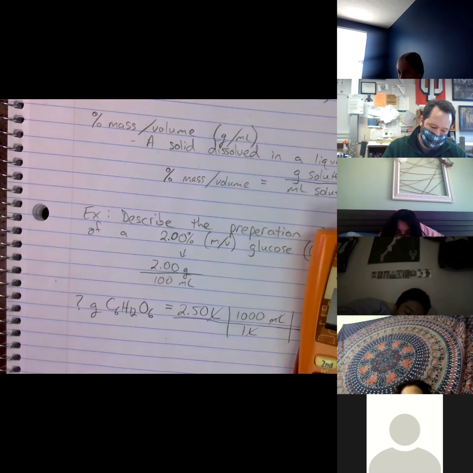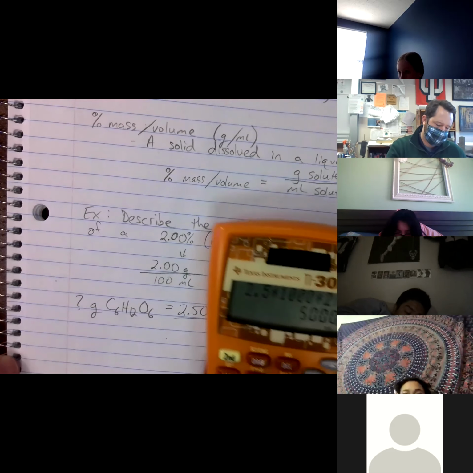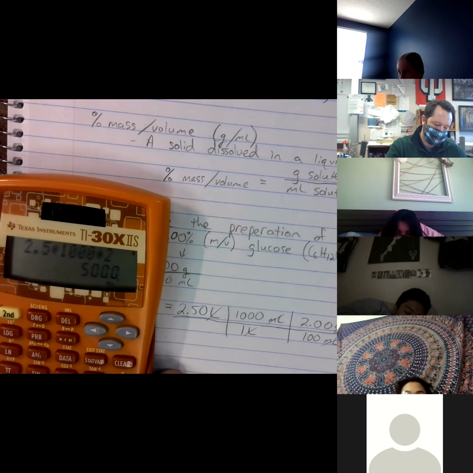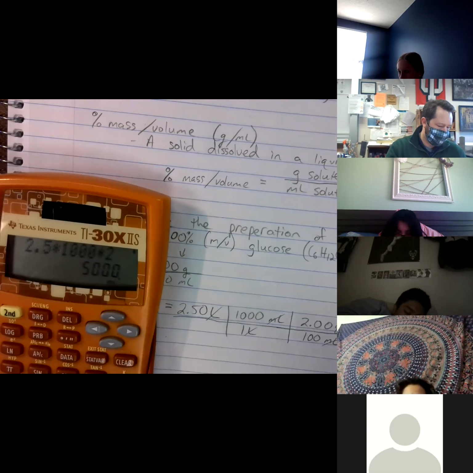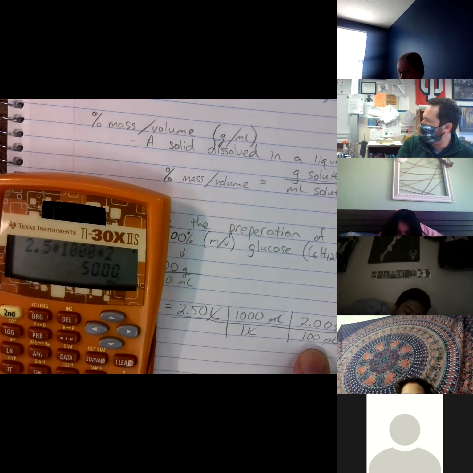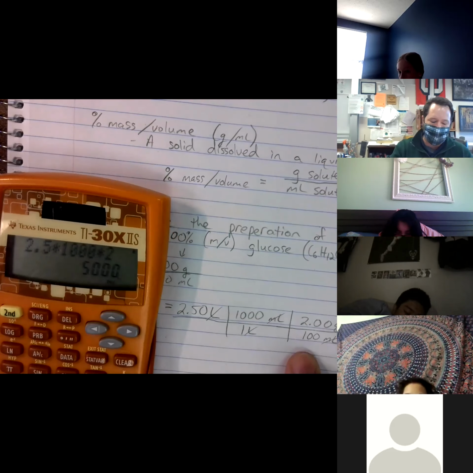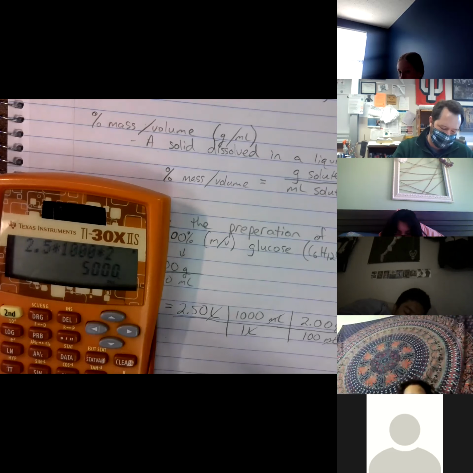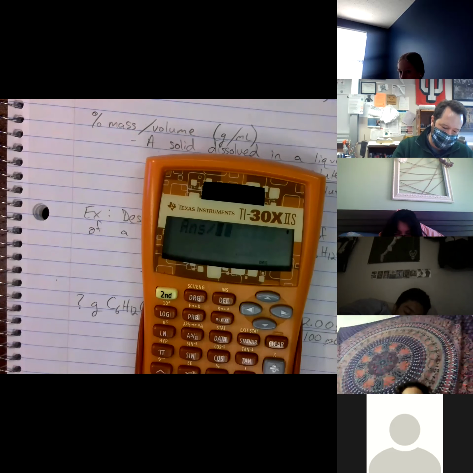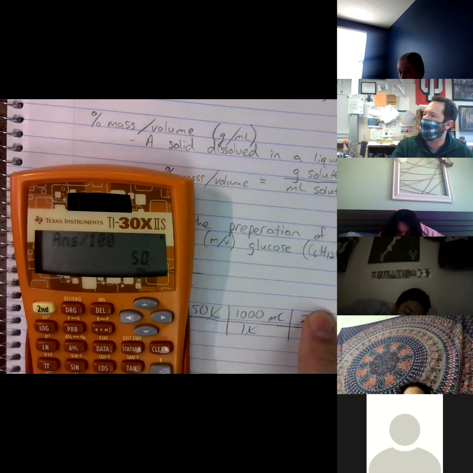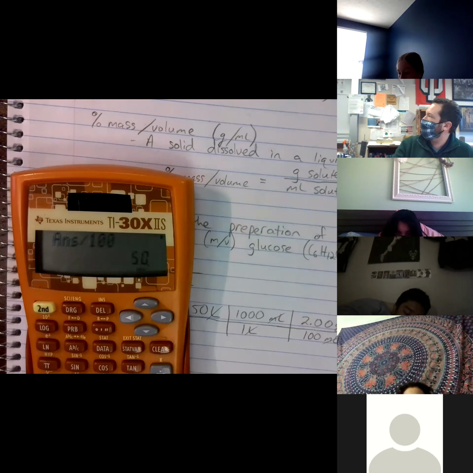2.5 times 1,000 times 2. Whoops. Almost forgot something. You guys notice what it was? Yep, I almost forgot to divide by 100. In fact, I did forget. I caught myself right at the end. I got my 5,000 and divide that by 100 because it's 2 grams per 100 milliliters. Forgot about that 100 on the bottom. There we go. We got a 50.